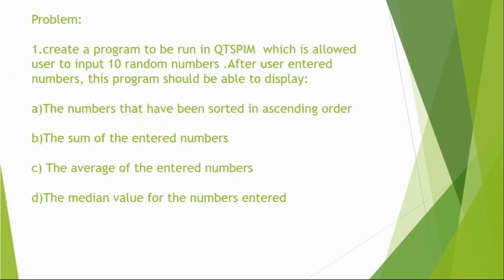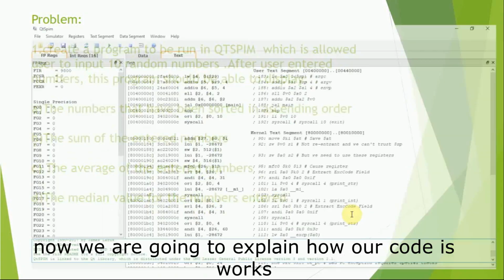Problem. Create a program to be run in QtSPIM which allows the user to input 10 random numbers. After the user enters the numbers, the program should be able to display the numbers in ascending order, the sum of the entered numbers, the average of the entered numbers, and the median value of the numbers.